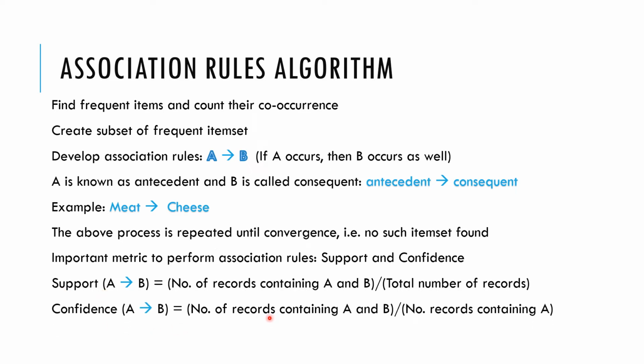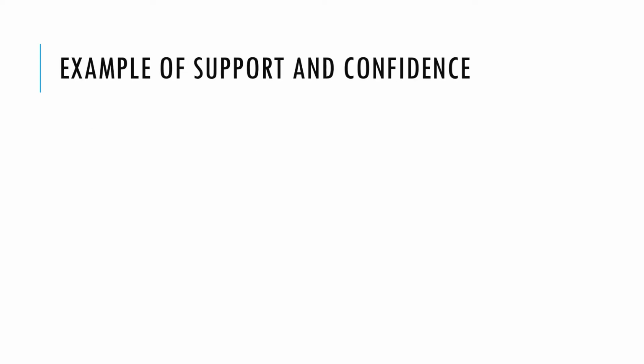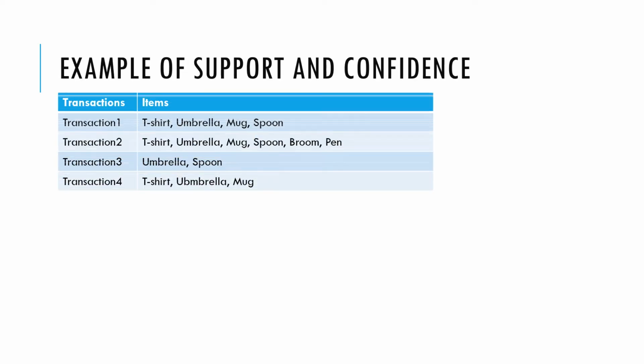Confidence is the number of records containing A and B, divided by the total number of records containing A. That means of all the records containing A, how many of them also have B? That is what confidence means. So, an example of support and confidence.